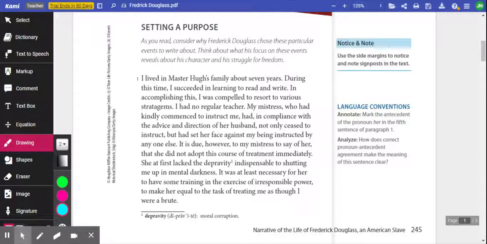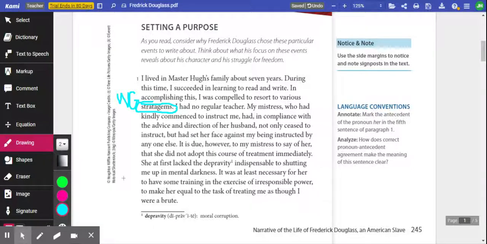All right, let's begin. "I lived in Master Hugh's family about 7 years. During this time, I succeeded in learning to read and write. In accomplishing this, I was compelled to resort to various stratagems." All right, so stratagems, this may be a word that we don't know, but it looks a lot like a word that we do know, strategies. So he's learning to read and write in many different ways, and he's probably going to tell us about those different ways.